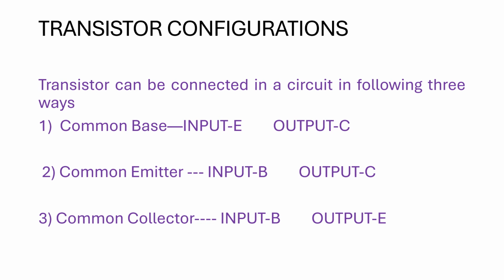Next, if the emitter is common to both input and output, the input terminal is base and we collect the output across the collector. That is called the common emitter configuration. Next, common collector: the input terminal is base, we collect the output across the emitter, and the collector terminal is common to both input and output.